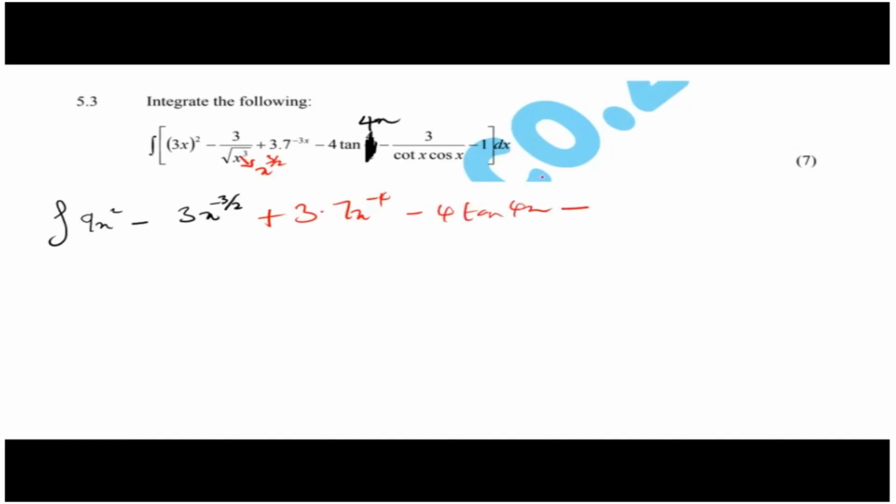Then this is 4 times 4x here. Then here, we need to simplify this. How do we simplify this? We have 1 over cot x cos x. Okay, that is the same thing as 1 over cot x times 1 over cos x, isn't it? So what is 1 over cot? Okay, 1 over cot is what?